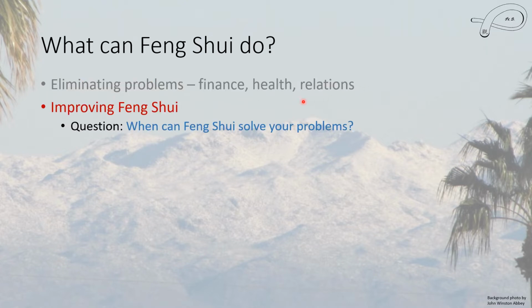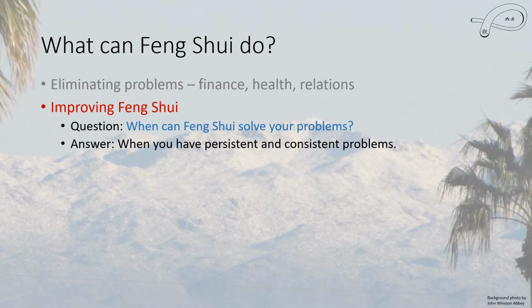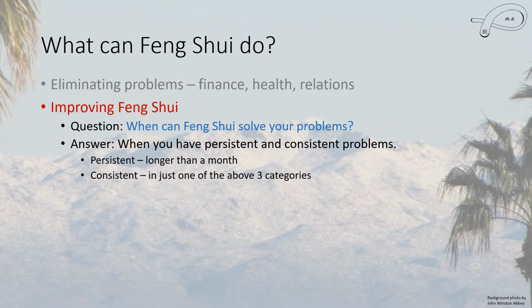So this is actually a much better question to ask. That is, when can Feng Shui solve your problems? And the answer is when you have persistent problems that are of a consistent nature. By persistent, we're talking longer than a month. It can be a single problem that lasts longer than a month, or it can be a series of problems. You solve one, another one comes, you solve that, and another one comes, and that goes on for a couple months. And when I mean consistent, I mean it falls into just one of these 3 categories.